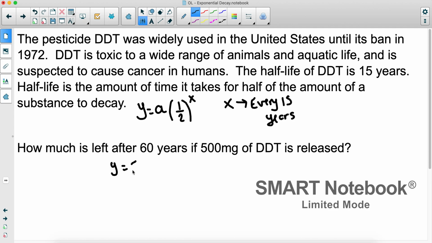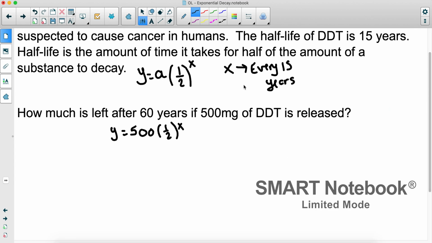So if I go here, my a is 500 because it wants to know how much is left after 60 years if 500 milligrams of DDT is released. So here would be our function. Now, I'm not going to plug in 60 for x because x is not every year. X is every 15 years. So if I do 60 divided by 15, we get 4. There are 4 sets of 15 years in 60. Okay, because 15 plus 15 plus 15 plus 15 would give us 60. That is why I have 4, because our x is every 15 years.